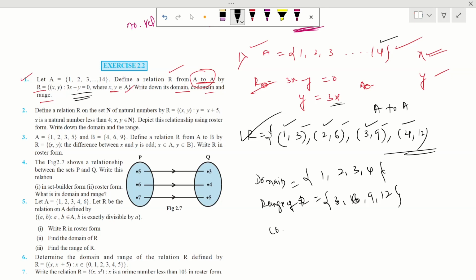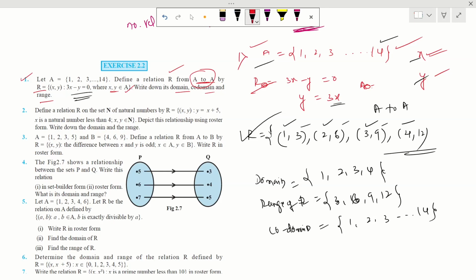And the codomain means all elements of the second set. The second set here is y, and the first set and second set are the same here. Then we can write all values 1, 2, 3 up to 14. Okay, so this is over.